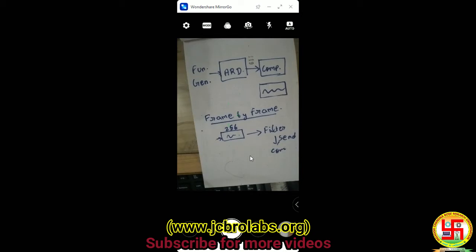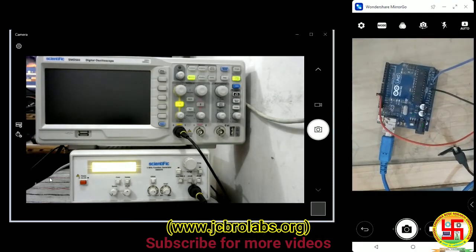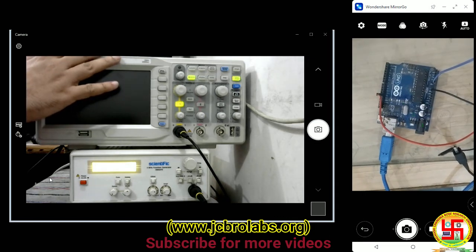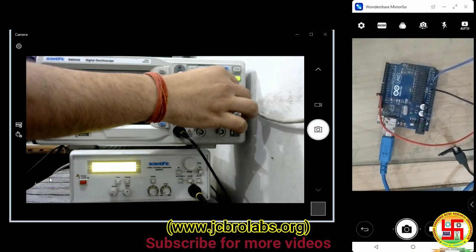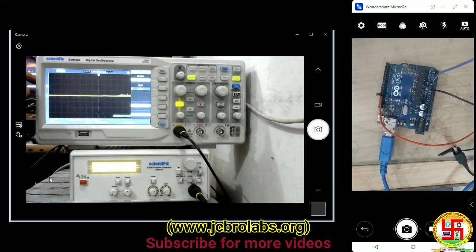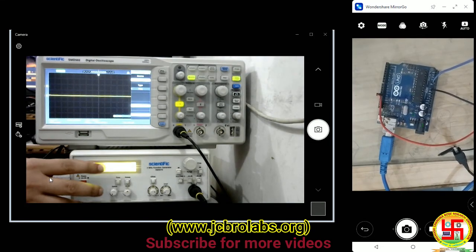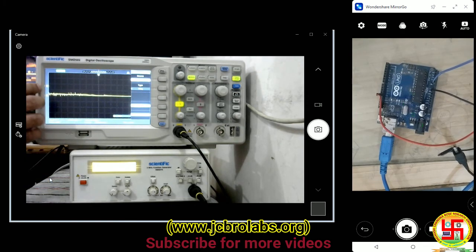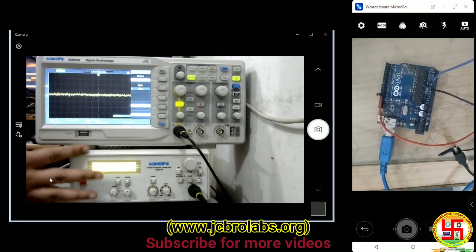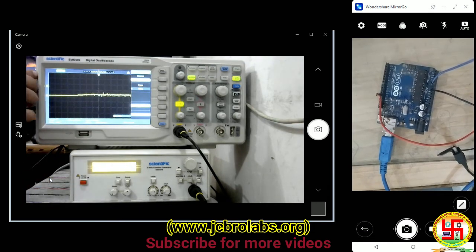Okay, so now let's get familiar with the hardware and with the entire setup. So this is our setup. Here is the DSO, and here's the function generator. Sorry for the light intensity, we won't be able to see what exactly is written on it, so I will be describing it to you. We will be visualizing the waveform generated by this function generator on this DSO.